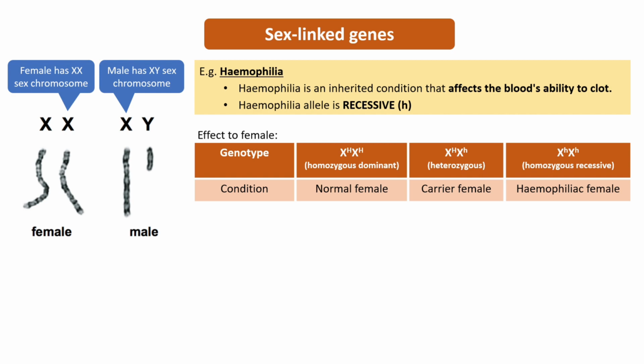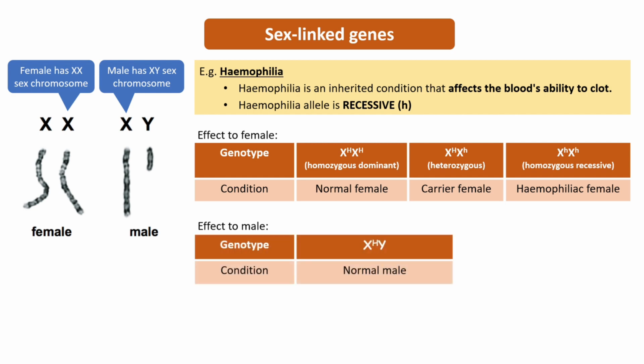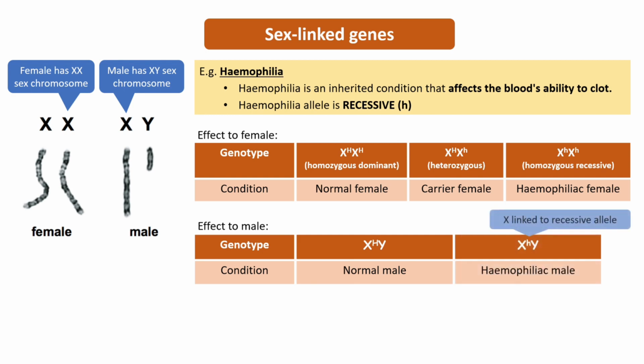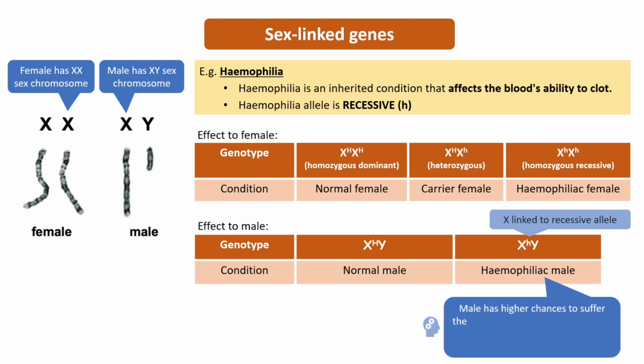Meanwhile, the effect of the hemophilia allele on males is that they are either normal or hemophiliac. Unlike women, there is no carrier for male. If the X chromosome is linked to the dominant allele and not the recessive allele, the male is normal. But if the X chromosome is linked to the hemophilia recessive allele, a hemophiliac male will be formed. Males have a higher chance of suffering the effects of an X-linked genetic disease than females, because males have one copy of the X chromosome only.